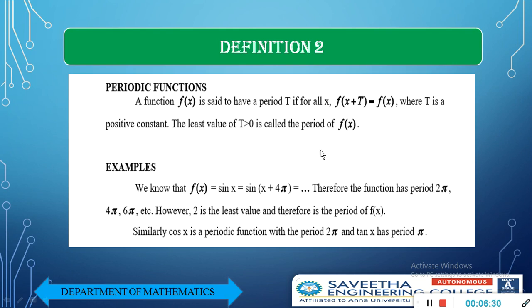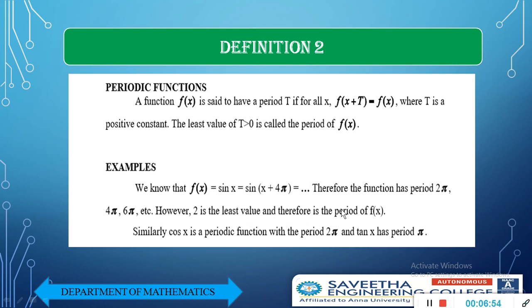So the period is always 2 pi as its least value; there is no smaller value here. So 2 pi, 4 pi, 6 pi and so on. Similarly we can construct cos x also. So cos x is a periodic function with period 2 pi, and tan x has period pi. For tan x only, we can use pi here.